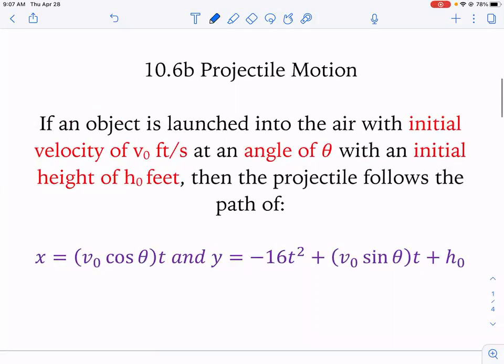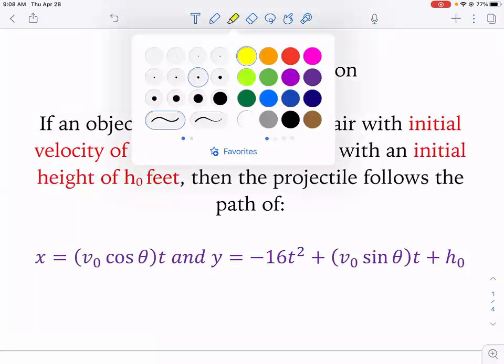All right. If an object is launched with initial velocity at an angle with initial height, then the projectile follows the path of x equals initial velocity cosine theta t and y equals negative 16t squared plus initial velocity sine of theta t plus initial height. For right now, just write it down.